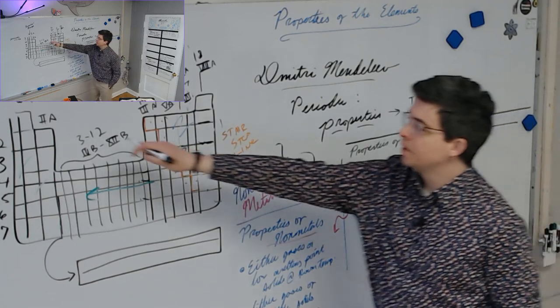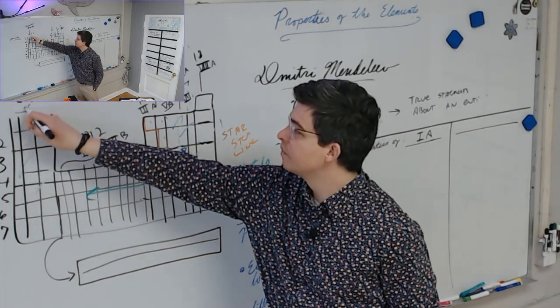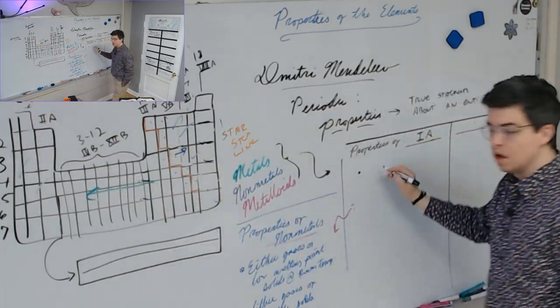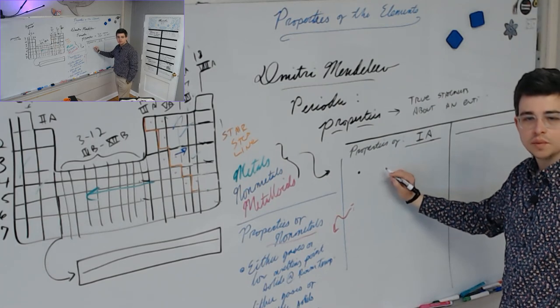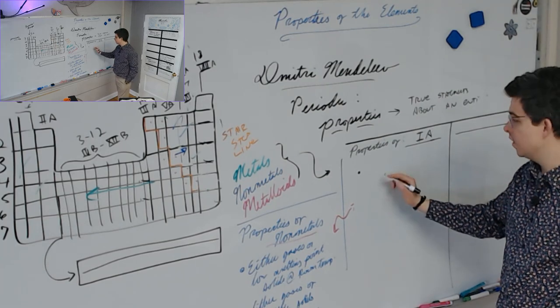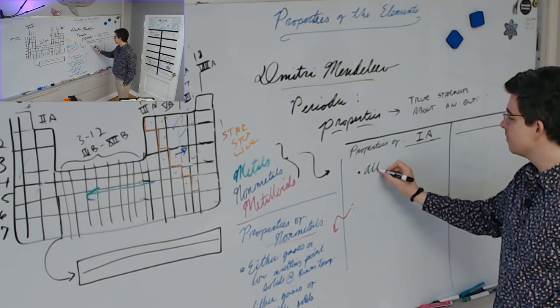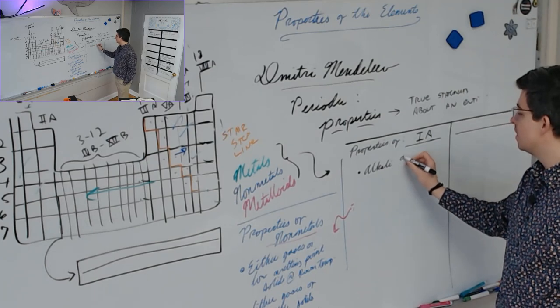What's this group? 1A, or sometimes called group 1. It has a name. You should know it from your book. I don't think it was a vocab word, but you probably should know it. It's called the alkali metals. You do need to know this for your test.